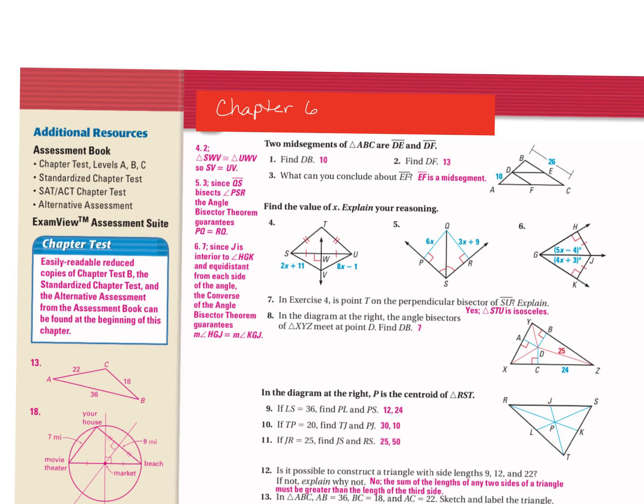Okay, so this is going to cover the last 2 pages of the study guide. For numbers 1, 2, and 3, they're talking about the mid-segment of the triangle. It told us here that DE and DF are both mid-segments. So they want us to first find the length of DB. Now remember, the mid-segment is created by connecting 2 midpoints.